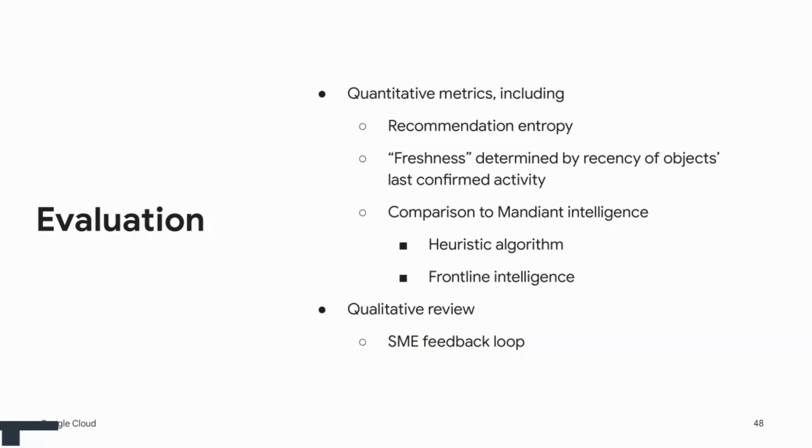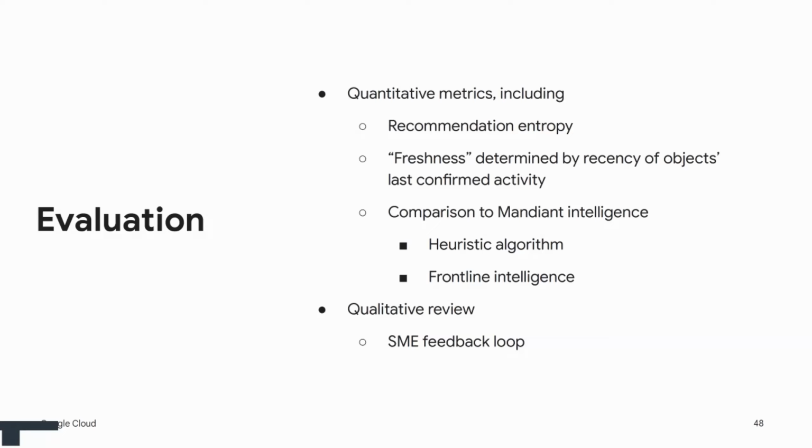We look at freshness, right? This is basically looking at the last confirmed activity for a given threat object. We prefer to recommend threats that were active more recently than older threats. Like, is it really a great idea to recommend a 5-year-old ransomware sample? Probably not. And also comparisons to Mandiant intelligence.